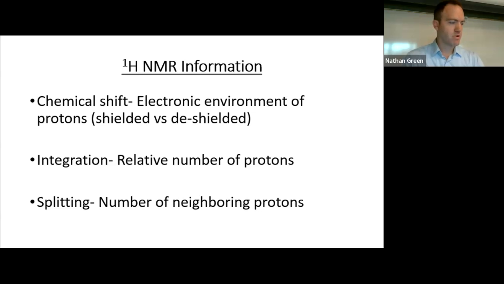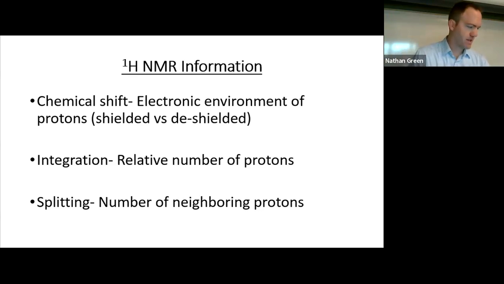So there are a great number of NMRs out there. Proton NMR is the one we'll focus on. I'm going to show you a carbon NMR, and that's about it. But proton NMR is the most information dense because it is a spectroscopically active nucleus.